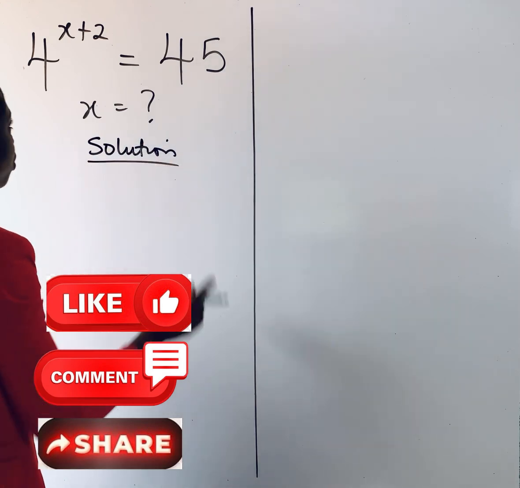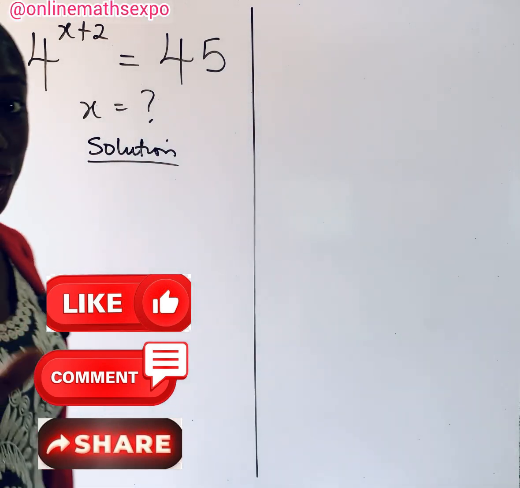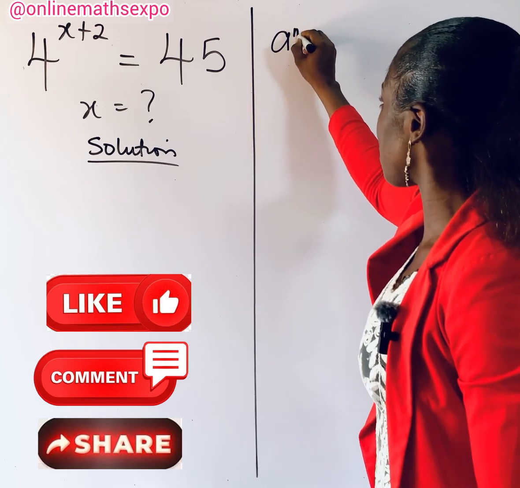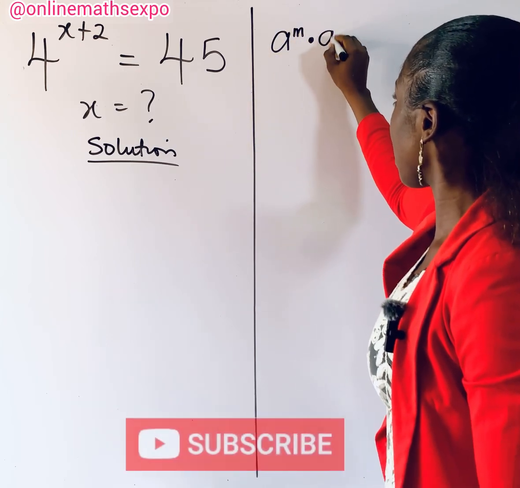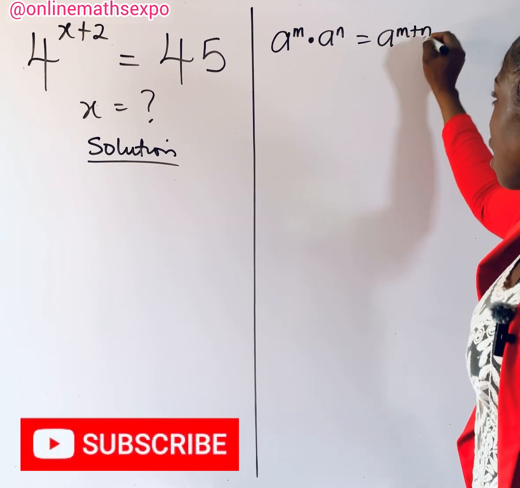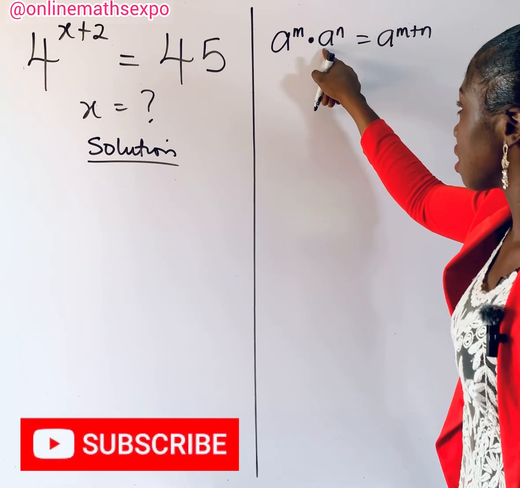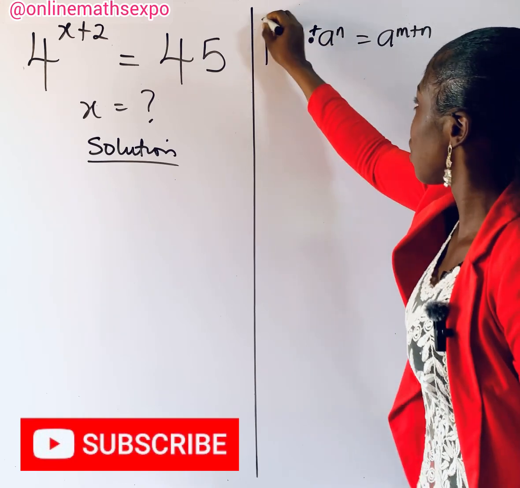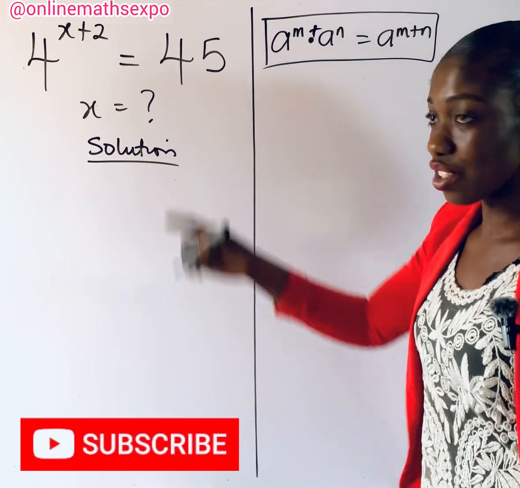Now what we do, just quickly remember your rule of exponents that says that for every a raised to power m multiplied by a raised to power n, it is a raised to power m plus n, provided the bases are the same and they are multiplying. Just turn it to addition. Did you see? So this is going to guide us in solving.